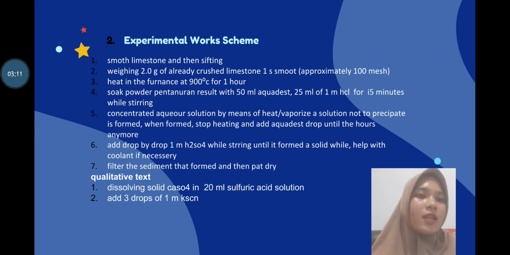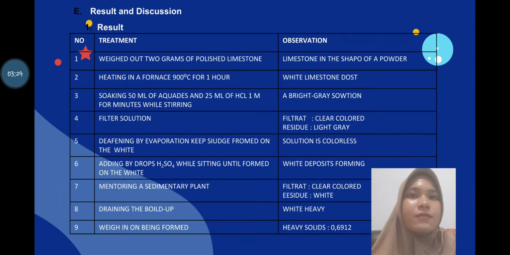The next qualitative test: dissolve the solid calcium sulfate in 20 ml sulfuric acid solution. The last, add 3 drops of 1 molar potassium thiocyanate.